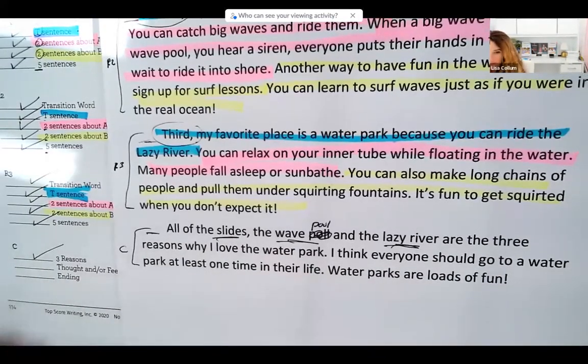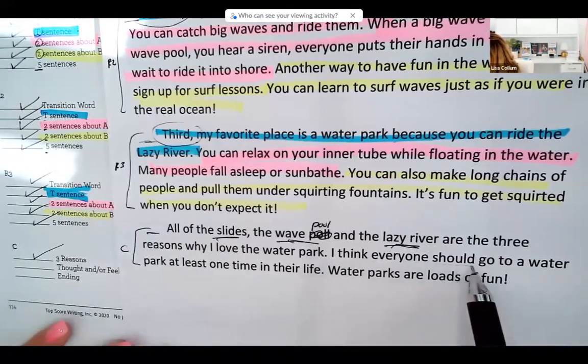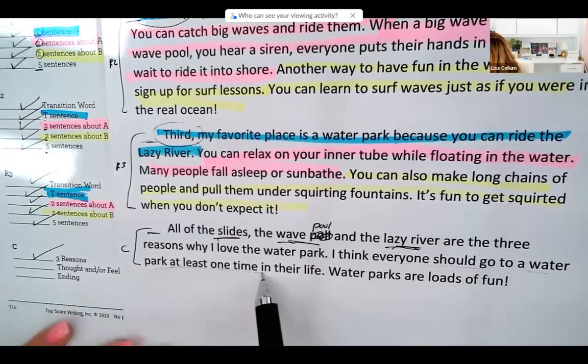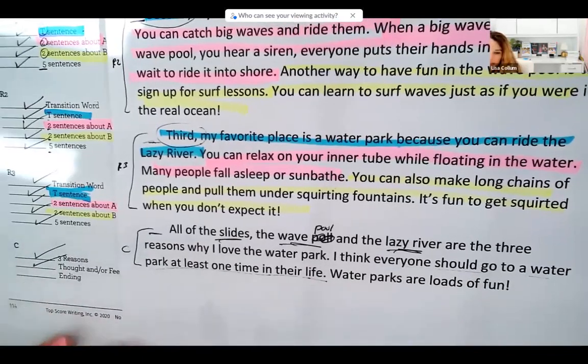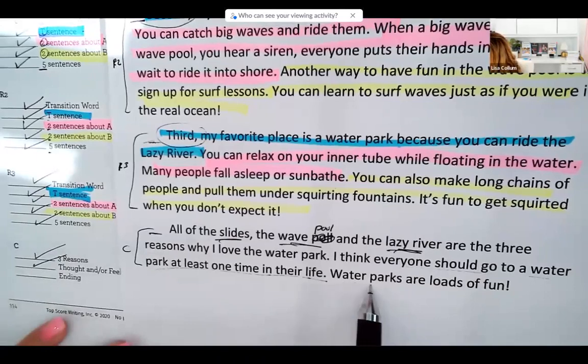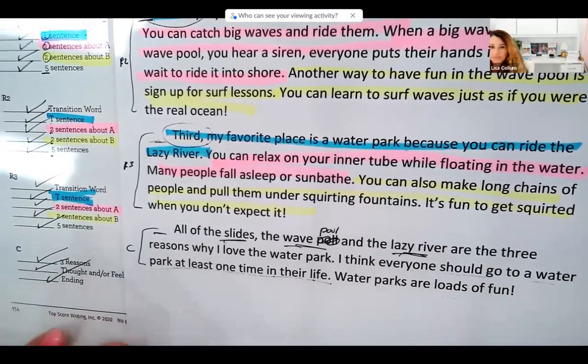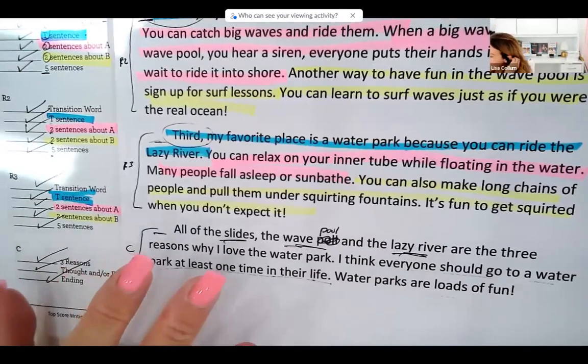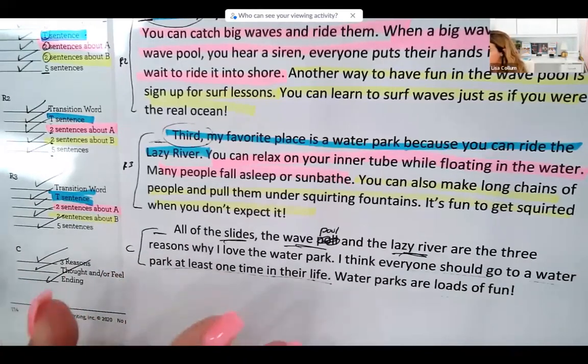Then I have to give a thought or a feeling, which is I think or I feel. I think everyone should go to a water park at least one time in their life. That's my thought. And my ending, I just say something about the topic. Water parks are loads of fun. Done. That's my whole essay. Now we've gone over every part of these and we put one together completely. So you should be pretty good at this. This is just a review day.